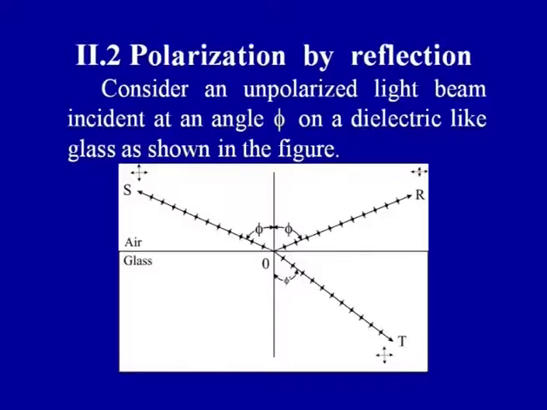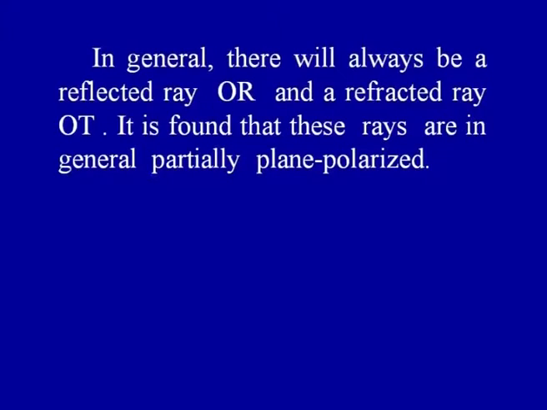Now we shall consider polarization by reflection. Consider an unpolarized light beam incident at an angle phi on a dielectric like glass, as shown in the figure. In general, there will always be a reflected ray OR and a refracted ray OT. It is found that these rays, reflected and refracted ones, are in general partially plane polarized.